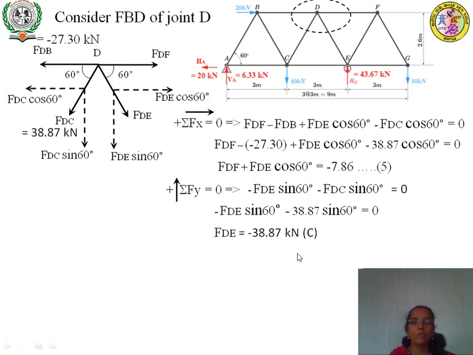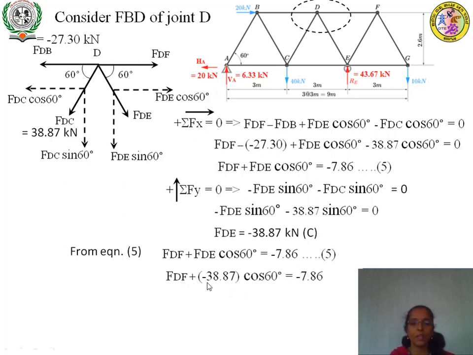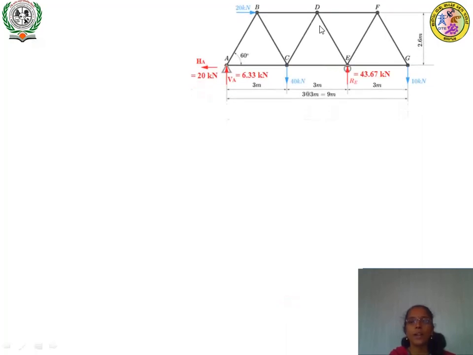We will substitute back into equation 5. Equation 5 is FDF plus FDE cos 60 equal to minus 7.86. Substitute: FDF plus minus 38.87 cos 60 is equal to minus 7.86. Simplifying, FDF is equal to 11.57 kilonewton. Positive means it is under tension. So now, applying at joint D, we have found forces in members DF and DE.